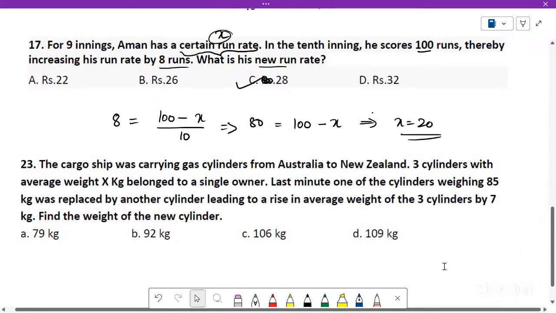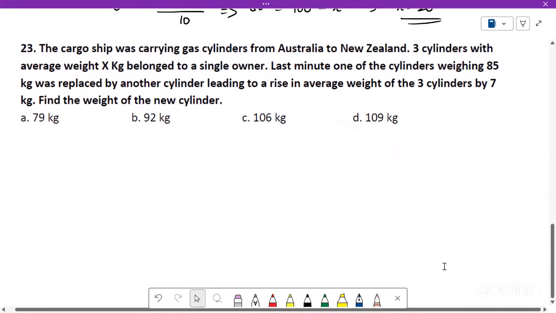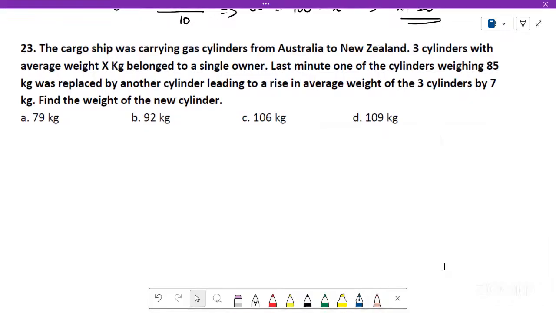The cargo ship was carrying gas cylinders from Australia to New Zealand. 3 cylinders with average weight X kgs belong to a single owner. Last minute, one of the cylinders weighing 85 kg was replaced by another cylinder, leading to a raise in the average weight of the 3 cylinders by 7 kg. Understand the values given clearly.